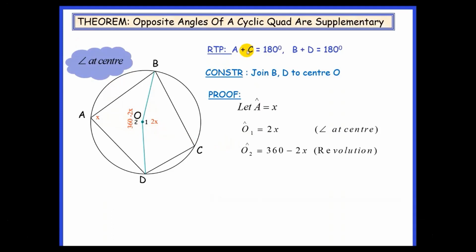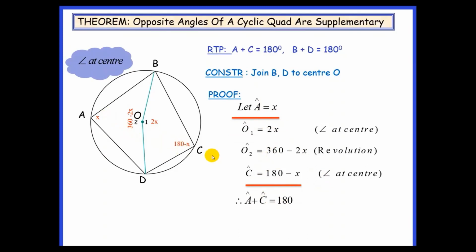Now remember, we want to prove that A plus C is equal to 180. So we need to get to C. So we're going to find C by stating that C is half of 360 minus 2x. Angle at the center is equal to twice the angle at the circumference. So if this is 360 minus 2x, we're dividing that by 2, we're going to get our 180 minus x. We have angle at the center. Now we know that angle A was x and angle C we showed is 180 minus x. And if we add A plus C, we will get 180 degrees, which proves that the opposite angles of a cyclic quad are supplementary.